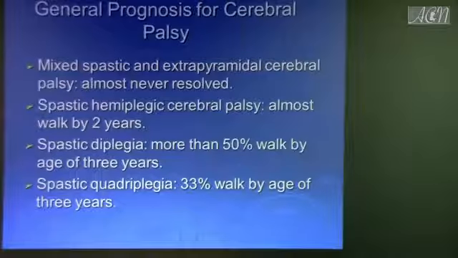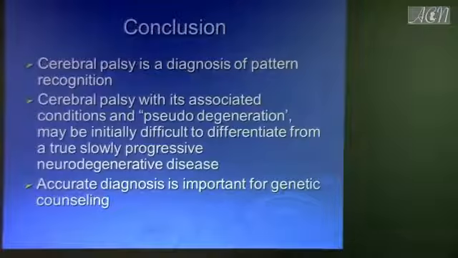What is the general prognosis for cerebral palsy? Mixed spastic and extrapyramidal cerebral palsy almost never resolve. Spastic hemiplegia almost all walk by 2 years. Spastic diplegia, more than 50% walk by the age of 3 years. Spastic quadriplegia, 33% walk by the age of 3 years. Conclusion: cerebral palsy is a diagnosis of pattern recognition.